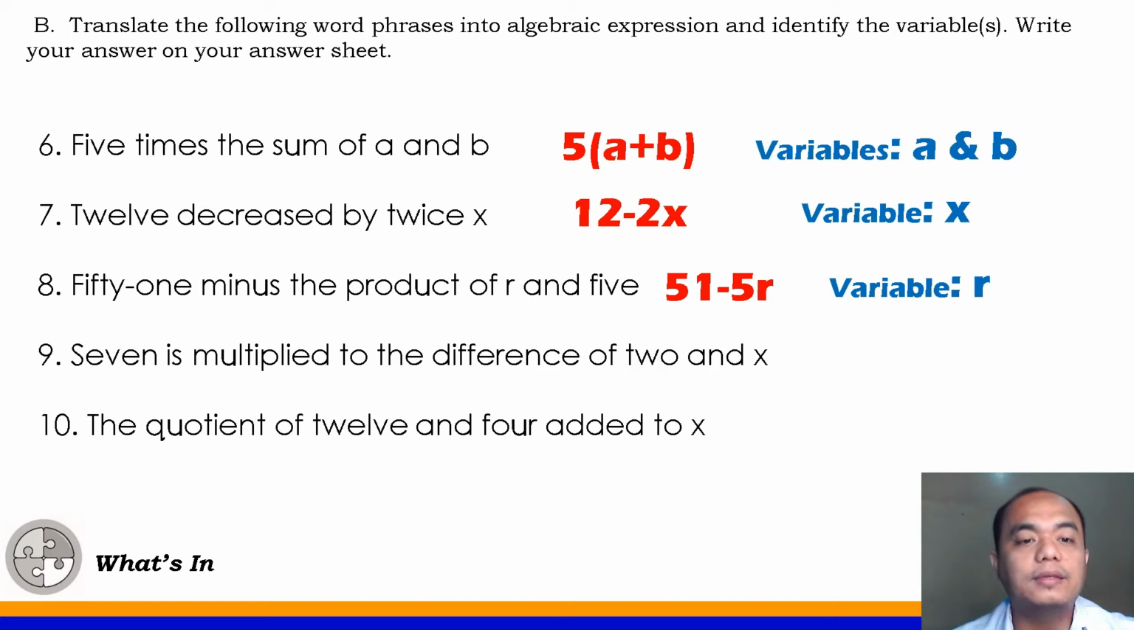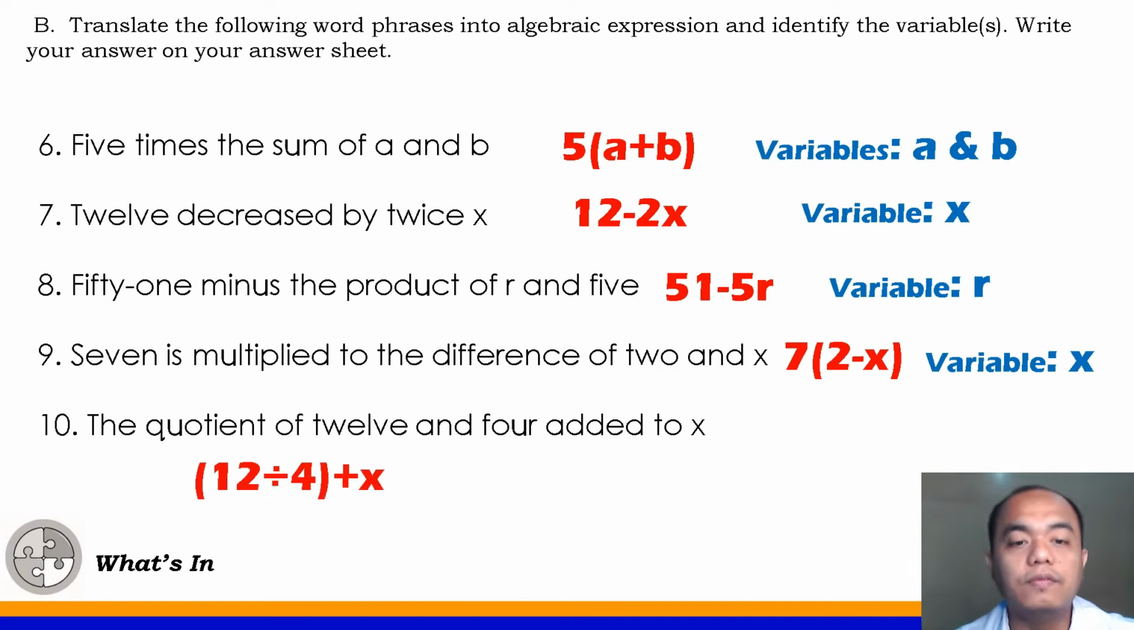Number 9, 7 is multiplied to the difference of 2 and x. That's 7 times the difference of 2 and x. And then the variable is x. Number 10, the quotient of 12 and 4 plus or added to x, and the variable here is x.